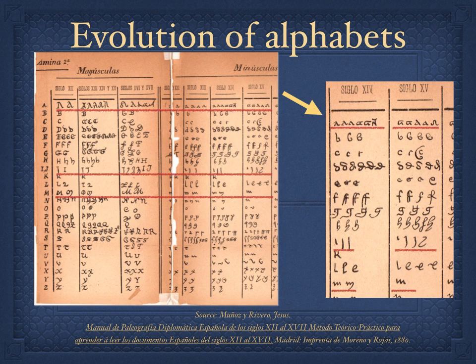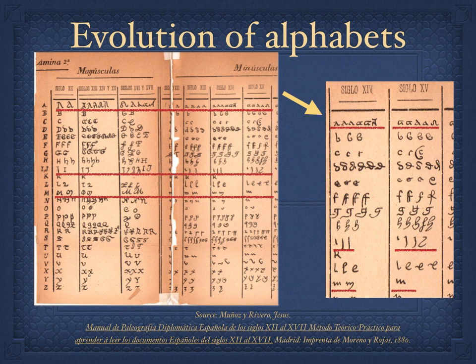So I'd like you to consider this evolution of alphabets. And this is from, and we've been looking at examples from, Muñoz and Rivero's Manual de Paleografía Diplomática Española. It's an excellent text from the 1880s, one that we can use because it is out of copyright. And this is my personal copy that I ordered many years ago as I began my epigraphic journeys. And I just wanted to highlight this one because it's pretty interesting just to see the change in writing, and in some ways, not so many changes in writing in terms of the alphabet.